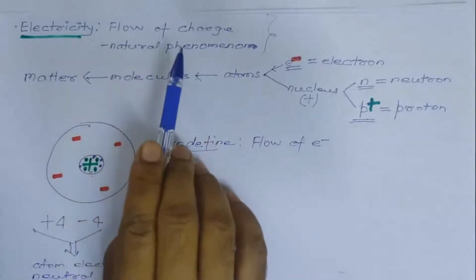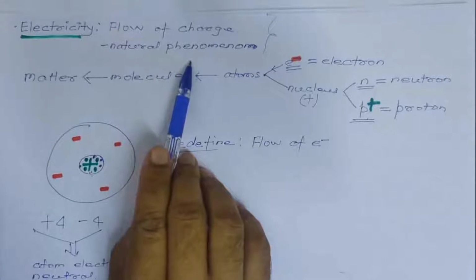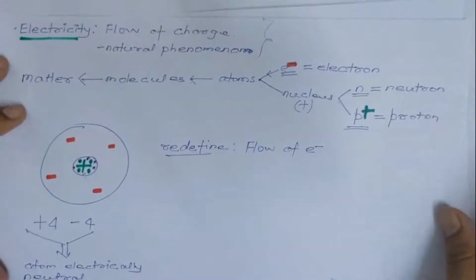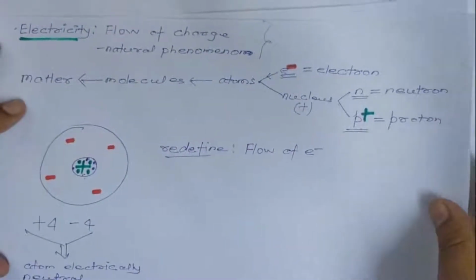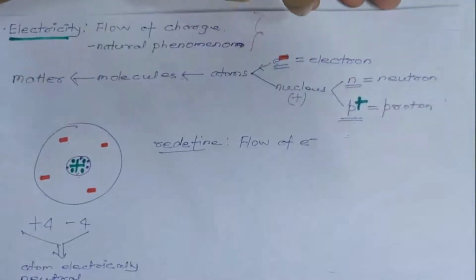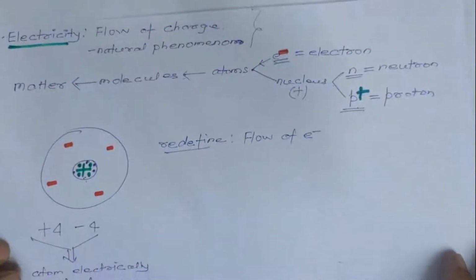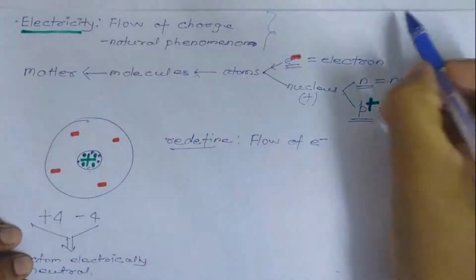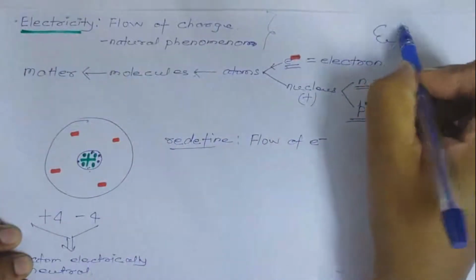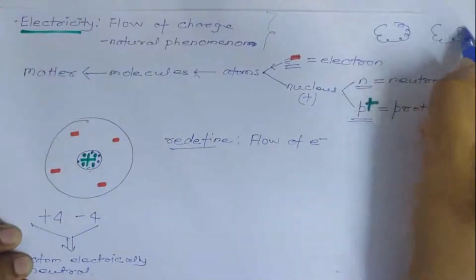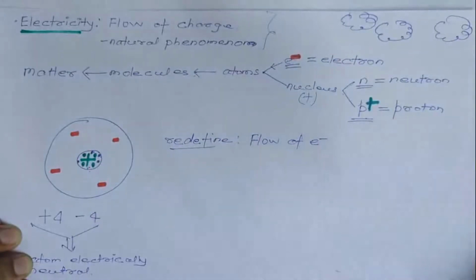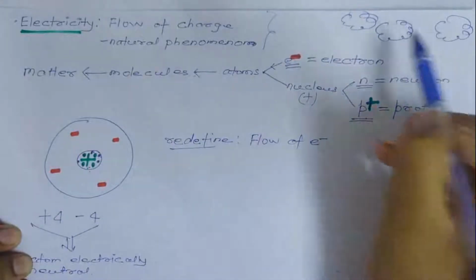It is already existing. You must have observed lightning in the sky during rainy season. So why does it happen? Because lots of electrons get transferred between clouds. Suppose this is one cloud, and this is another cloud. We often see lightning and thundering during rainy season. So why does it happen?